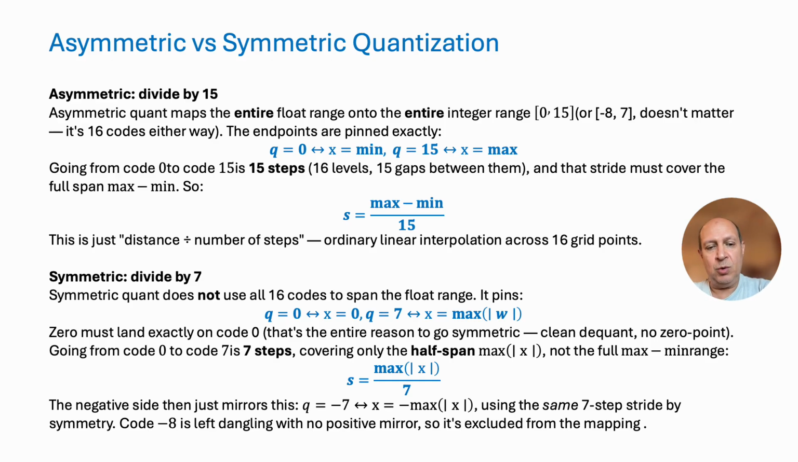So going from code 0 to code 7 is 7 steps, covering only half the span on the positive side of things, not the full max-minimum range. So S here, the scale, is equal to the maximum absolute value of X, which can be positive or negative, as we mentioned. And we divide that by 7. Why? Because it takes 7 steps from quantization level 0 to reach quantization level 7. Also, the same way, it takes 7 steps to go in the opposite direction, from level 0 all the way to level -7. Okay? So I hope this explains the subtle differences between asymmetric and symmetric quantization.